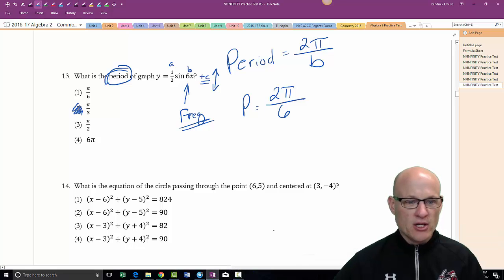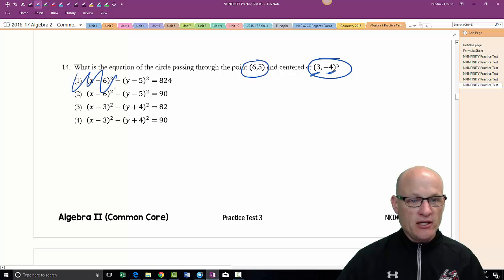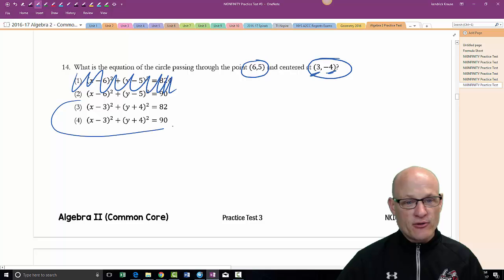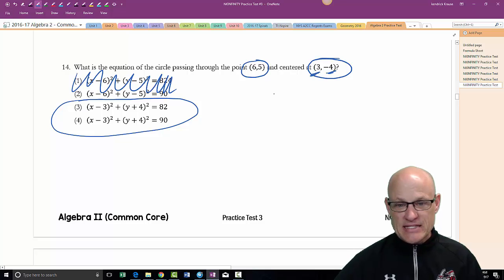You're with me. Good. What is the equation of a circle that passes through this point? Well, it passes through this point, but is centered at this one. And remember, when you put the center in, the point's going backwards. So we're going to look for a -3 and a +4. They're trying to trick you if you use the wrong point. So now what we've got to do is figure out which one of these is correct. I'm going to show you 2 ways to do that, the hard way and the easy way.